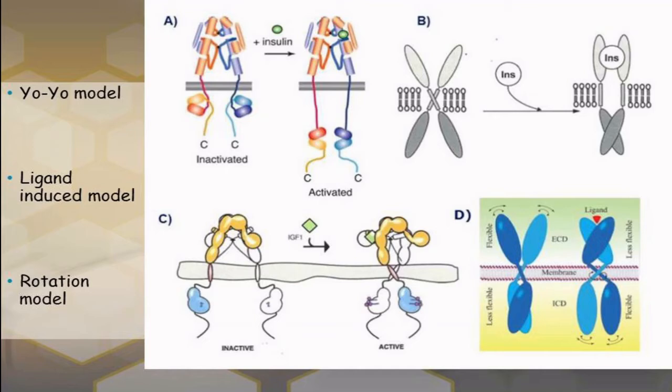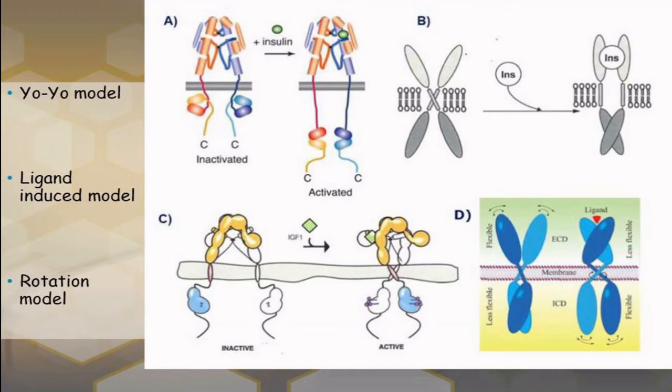The first model, A, is called the yo-yo model. In the yo-yo model, the insulin binds to the receptor, and there is a sort of string pulling happening, just like when you release a yo-yo, which will activate the intracellular domain. The second and the third models are called ligand induced models.